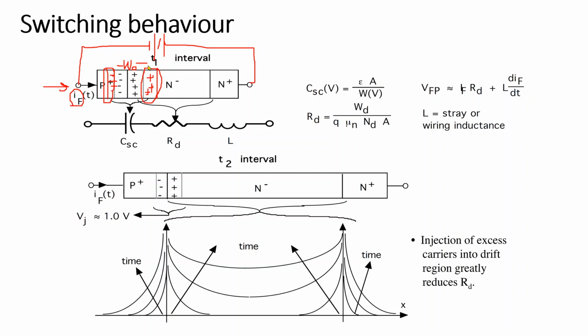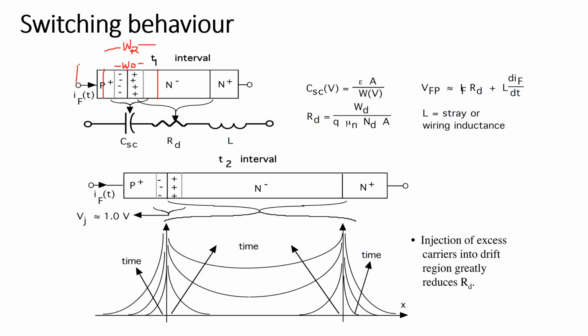Okay, so for clarity let me draw it again. So let us say the depletion region was here because of the reverse bias voltage, and this is the width of the depletion region at the thermal equilibrium, and this value is the width of the depletion region when it is reverse biased. Let us say it is WR.